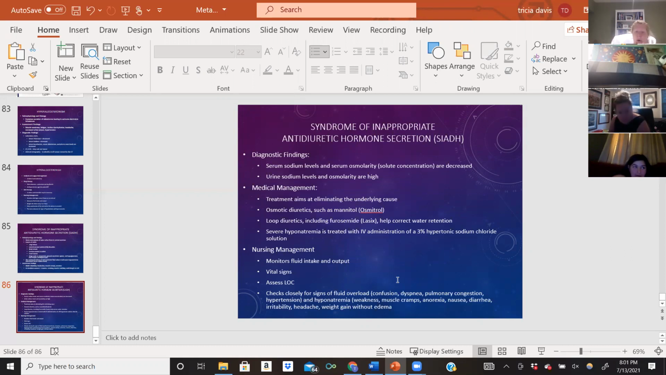Since they have hyponatremia, they are going to experience weakness. They might report muscle cramps, anorexia, nausea, maybe some diarrhea. They may seem irritable, have headaches, and then that weight gain without edema as well sometimes.